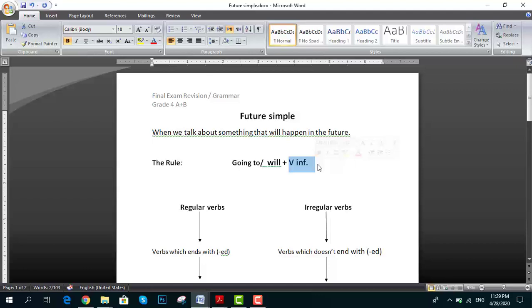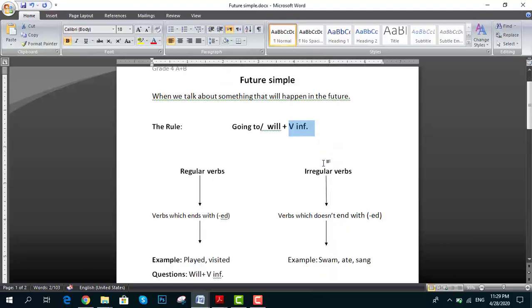Infinitive means without s, without ed, without ing, without anything. Remember when we talked about empty sandwiches? It means like when you make a bread or eat a bread without anything inside it. So the verb is the empty bread. We don't add to it s or es or ies or ed or ing or anything. So it is an empty sandwich, infinitive.